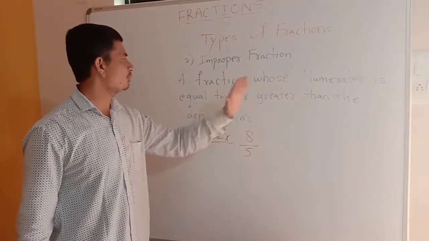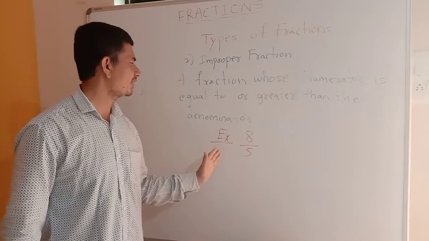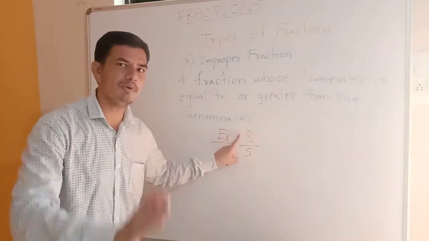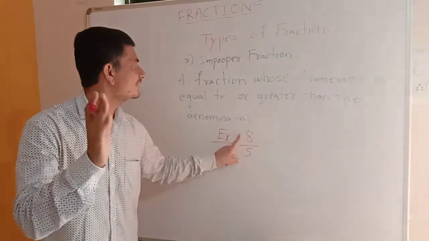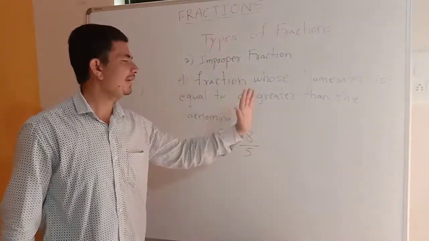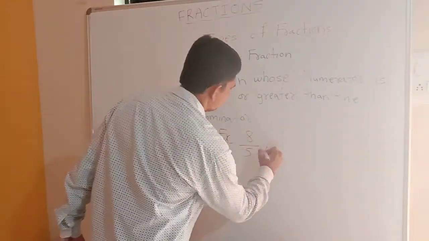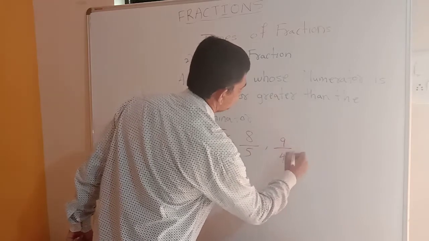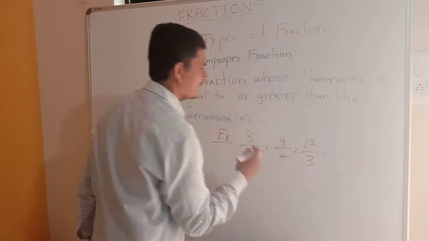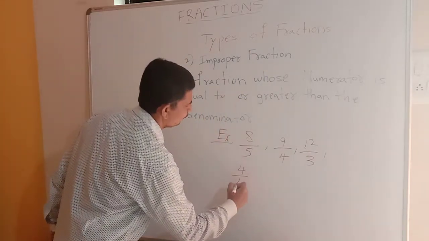So a fraction whose numerator may be equal to or greater than the denominator, that kind of fraction is called an improper fraction. Sometimes it may be equal, meaning 5 by 5, 8 by 8 also. Here, 9 by 4, 12 by 3. And we can give an example of the equal case, for example, 4 by 4.